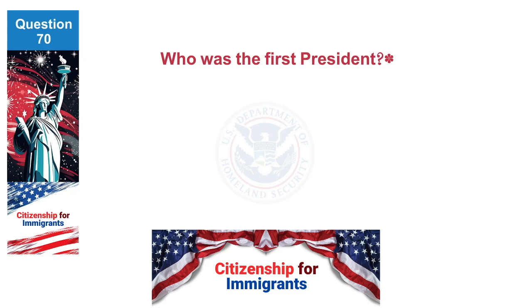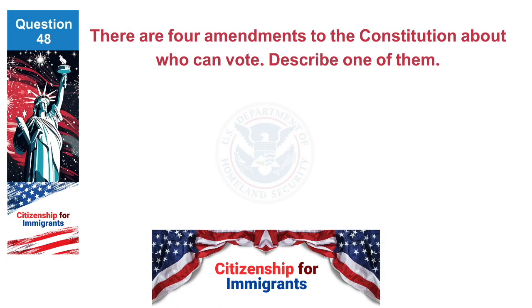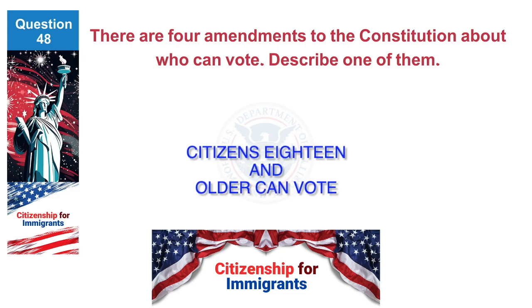Who was the first president? George Washington. There are 4 amendments to the Constitution about who can vote. Describe one of them. Citizens 18 and older can vote.